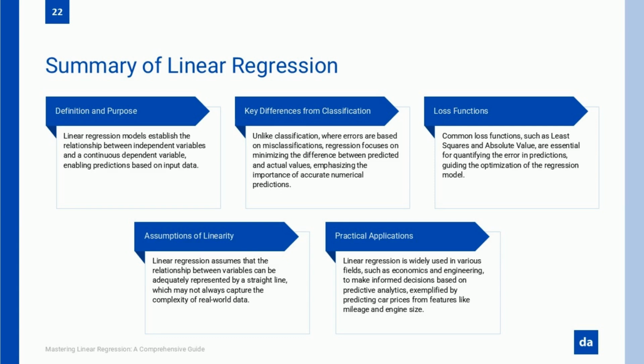But technical accuracy isn't enough. We must also think about ethics. We discussed bias in predictive models, the importance of privacy protection, and the need for transparency in decision-making. These considerations are critical to ensuring that regression models are not only effective, but also fair and responsible.